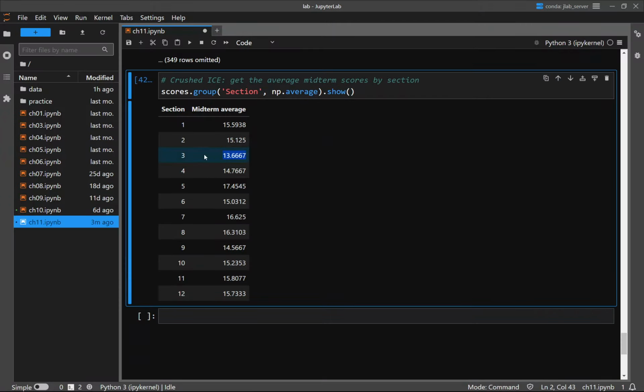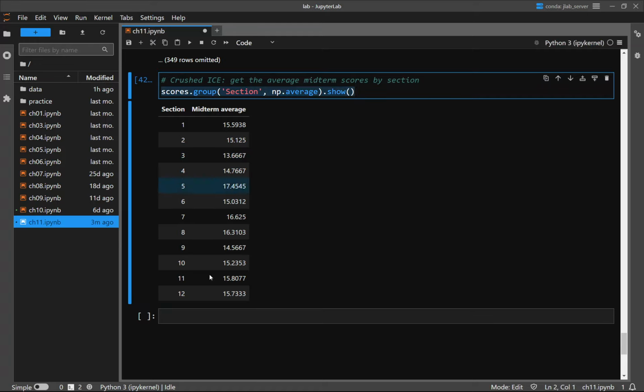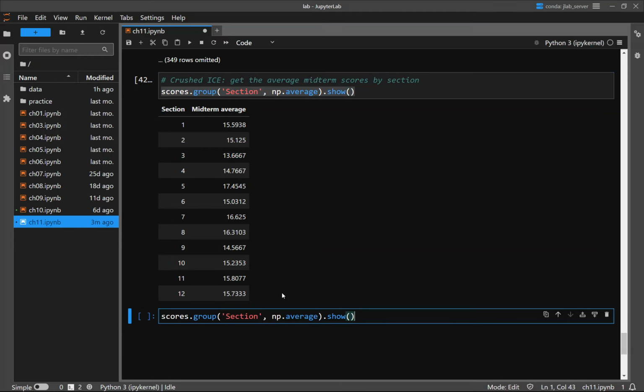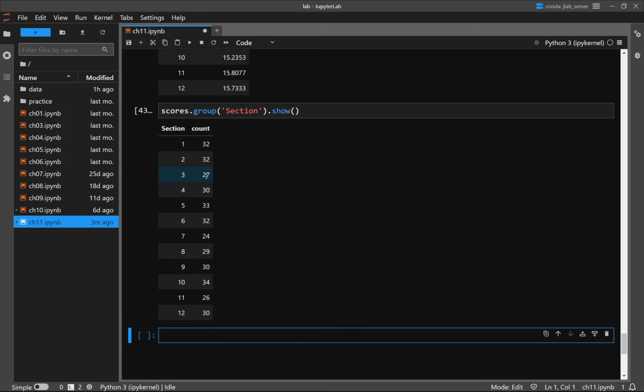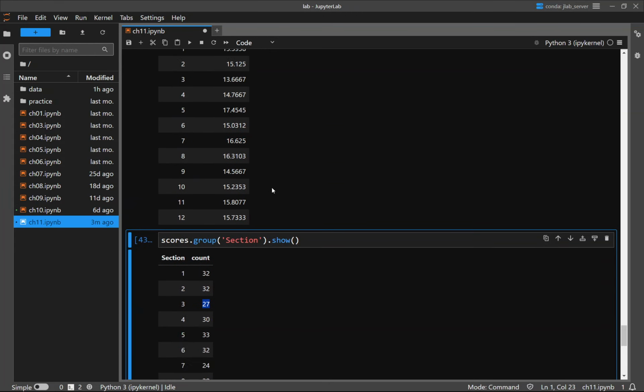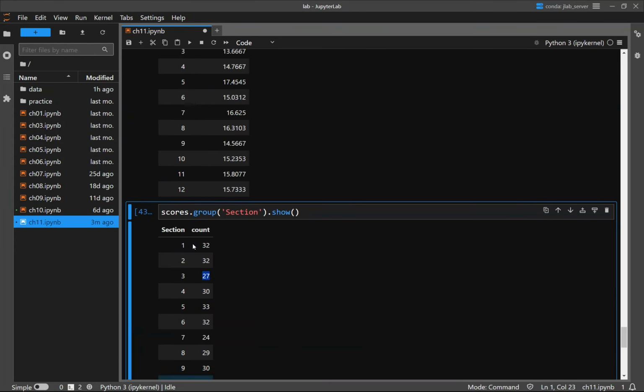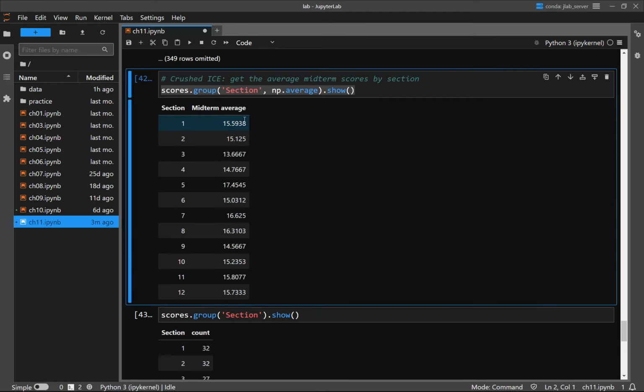So it looks like the midterm average for section 3 is pretty darn low compared to the other ones. This is probably doctored data, but imagine the gasp that you would have as the instructor. Like, oh no, something's going wrong here. That doesn't seem right to me. Then we can also get the counts of all the students in each section by just not giving anything to group. By default, it's going to count. So there are 27 students in section 3, right? It's a small-ish number compared to some of the other sections, but still that average is looking a bit off.